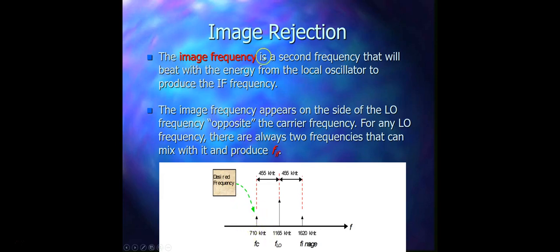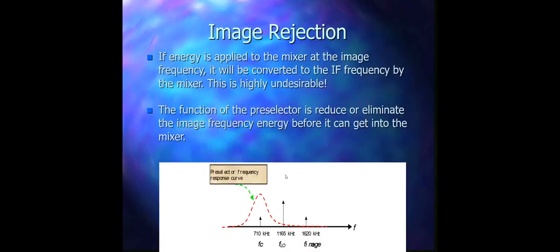So let's see what it says. The image frequency is the second frequency that will beat with the energy from the local oscillator to produce the IF frequency. The image frequency appears on the side of the local oscillator frequency opposite the carrier frequency, which is this one. For any LO frequency, there are always two frequencies that can mix with it and produce FIF. Now, with the help of the preselector circuit, we select the frequency which we desire, and then that frequency is sent to the mixer, and that is the reason why we use it.